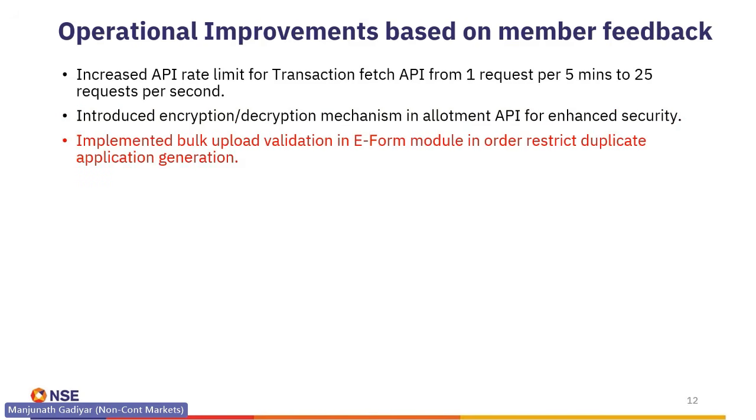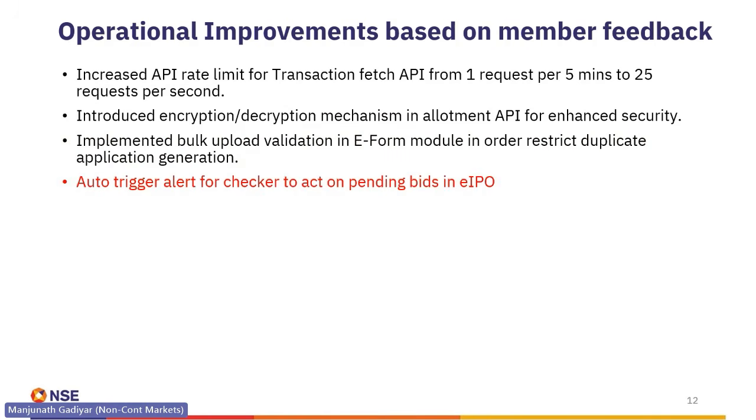We have also implemented bulk upload validation of e-forms. There is a file format wherein you can key in all the details and do a bulk upload. So you will get a printable application form which can then be downloaded. Earlier there was no restriction on the same, so now we have restricted. If we receive the same details twice, the second detail is restricted and you get a pop-up saying that these details have already been updated in the system.